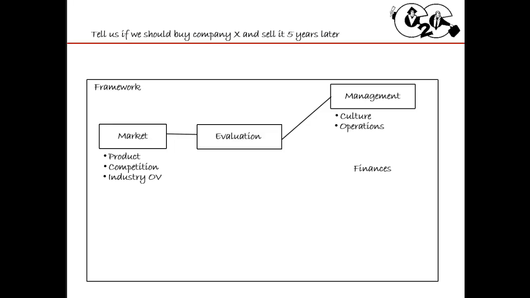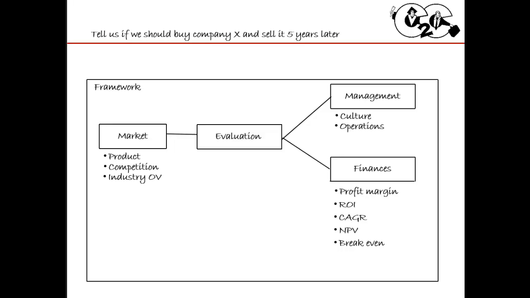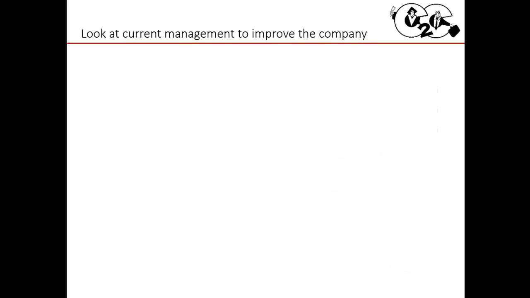And then we're going to go into finances. So finances will help us evaluate what the profit margins are for a company, what the return on investment is, or ROI, the compounded annual growth rate, or the growth rate, essentially, CAGR as it's called. And then NPV. NPV is net present value. The break even, when do we make our money back? Cost streams, as well as revenue streams. So this is a framework of how to evaluate a company. Let's go into each of these parts in more detail.